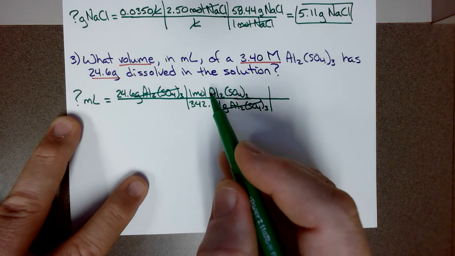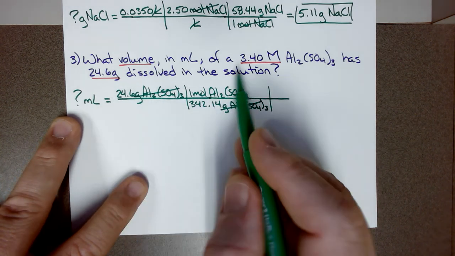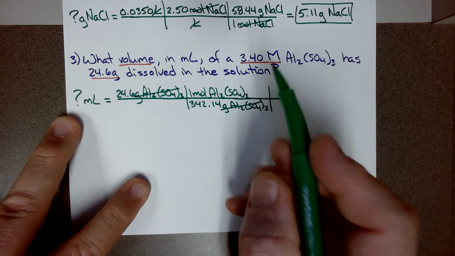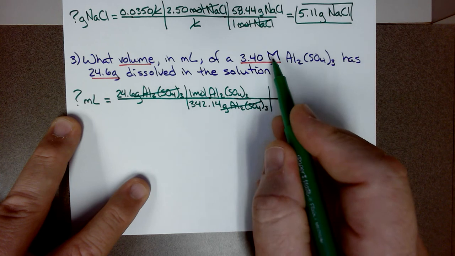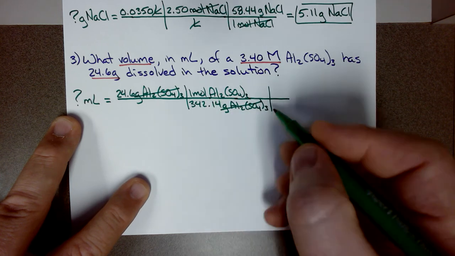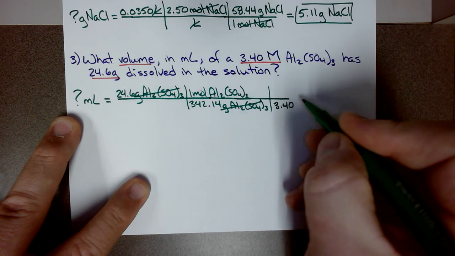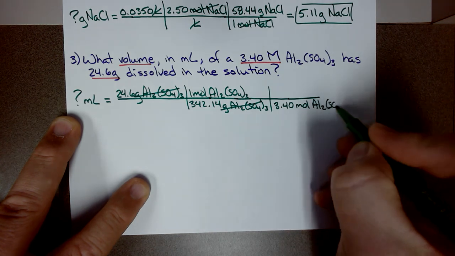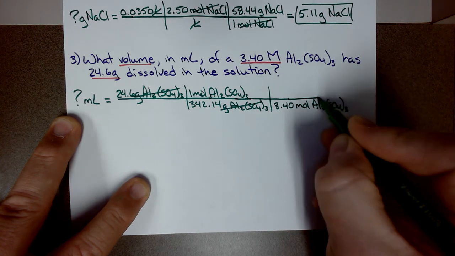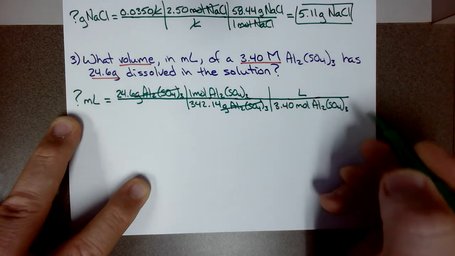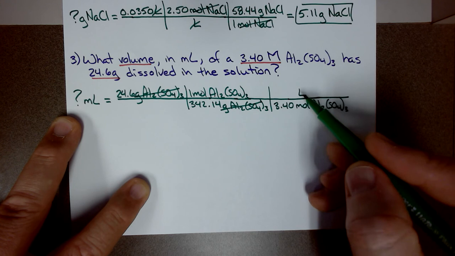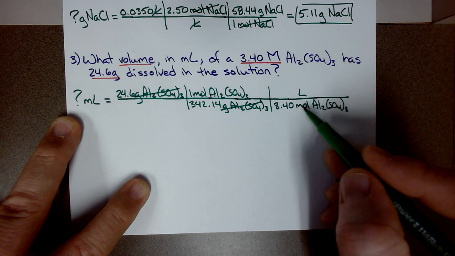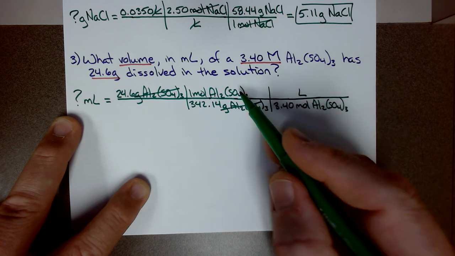Now my mole to volume conversion is molarity. Remember, that's moles per liter, so that's moles to volume conversion. So if this is moles per liter and I get moles on top, that means I need to put 3.40 mole of aluminum sulfate per liter. Again, moles per liter is molarity, that's this capital M. But in this case, I had to put the moles on bottom because they were on top here.